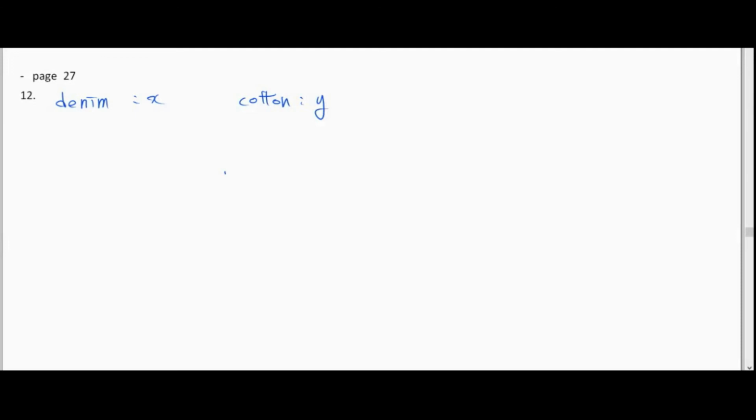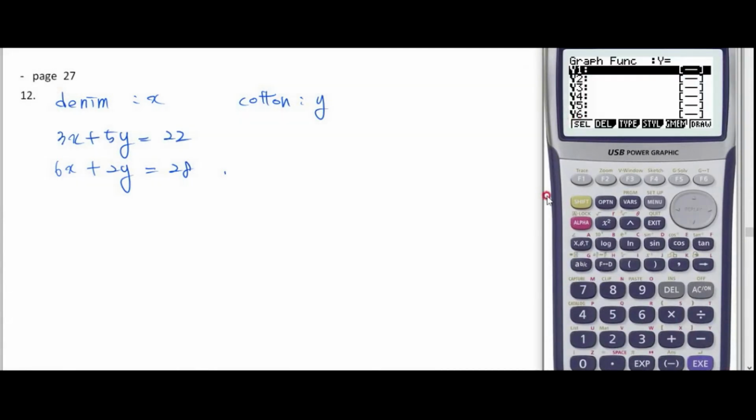So I'll put denim as x, and cotton as y. So 3x plus 5y equals 22, that's for Willow. And Jared will be 6x plus 2y equals 28. This is for Jared. And then we got the equations. And now let's just draw the graph using calculators.